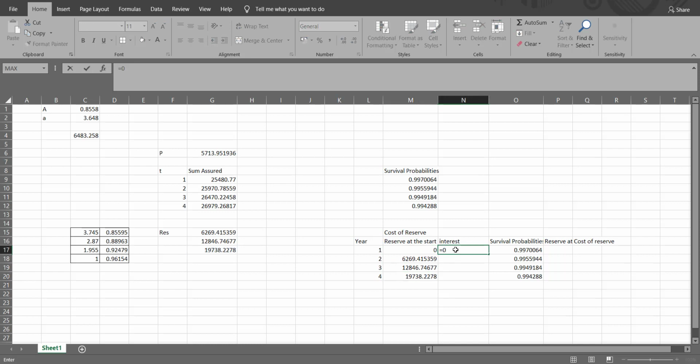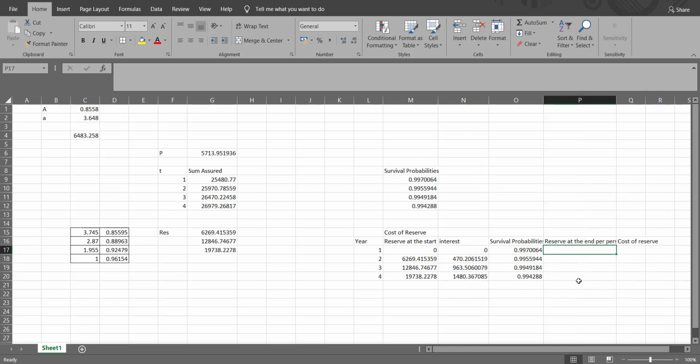Now you will earn some interest on this. So interest was at 7.5%, so 0.075 times the reserve that you have at the start, and this comes out to be your interest. Now, reserve at the end per person alive at the beginning of the year. So what you need to do is you need this amount of reserve, but people contribute less because you have to multiply it with the survival probability, right?